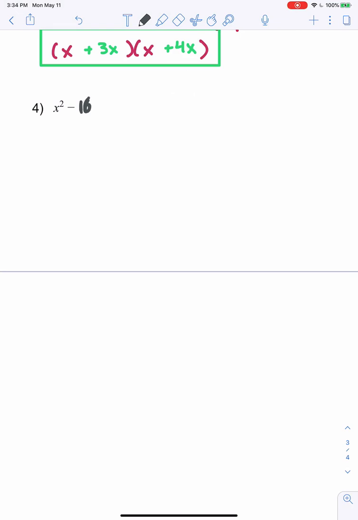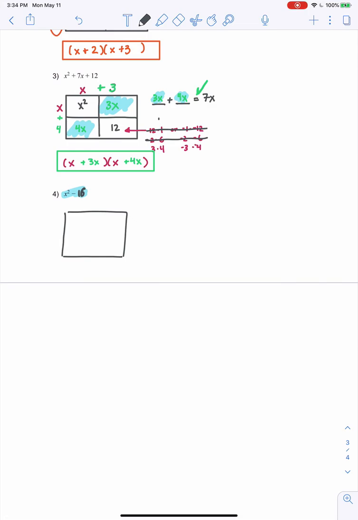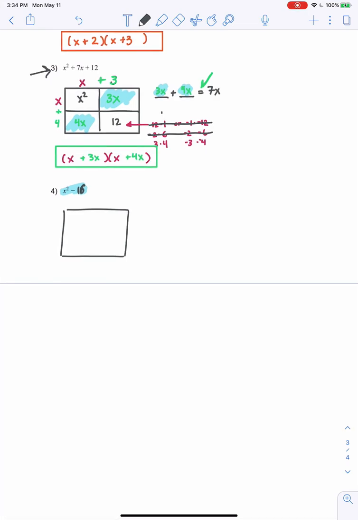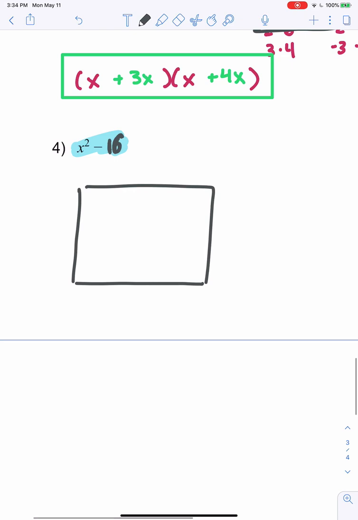Okay, so this problem actually says x squared minus 16. And this one is a little bit different because you might notice there's something different about this expression here than the ones we've had in the past. And that is, this one had 3 terms, x squared, 7x, and 12. This only has 2, x squared and minus 16. So it's going to be a little bit different. We still are going to set this up here.